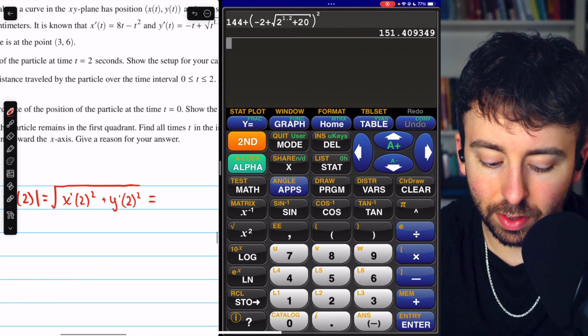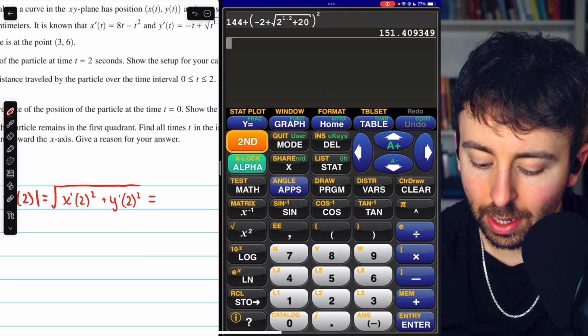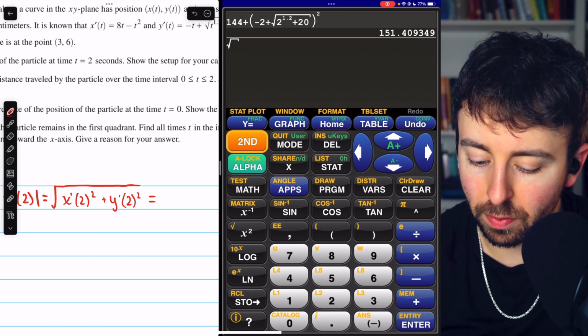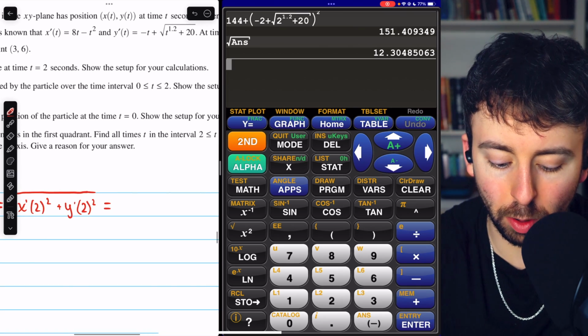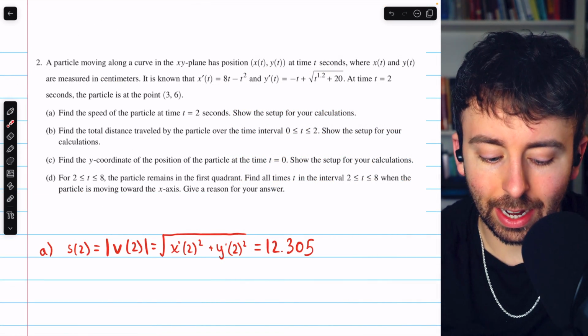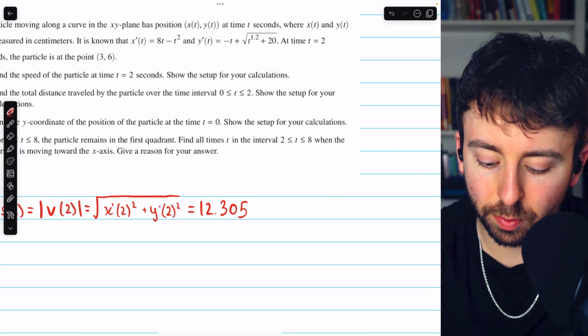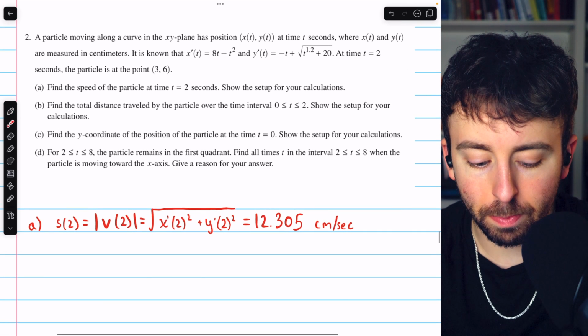So the inside of this square root is about 151.409. Then we'll just go ahead and take the square root of that to get the speed. So that's 12.305. And the units we know are centimeters per second. So 12.305 centimeters per second. All right, on to part B.